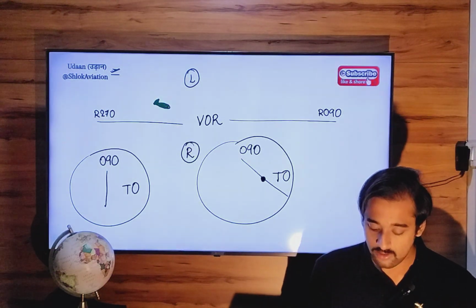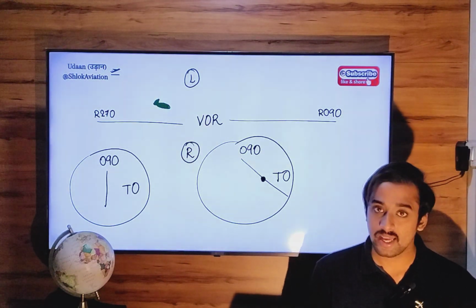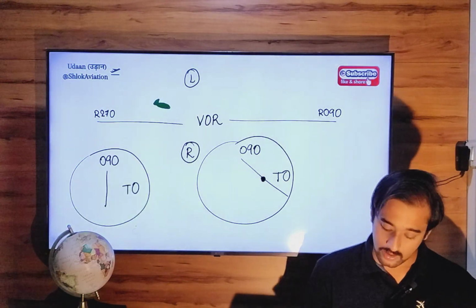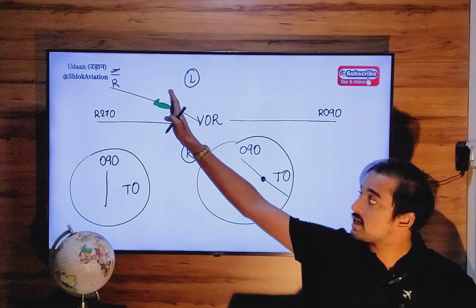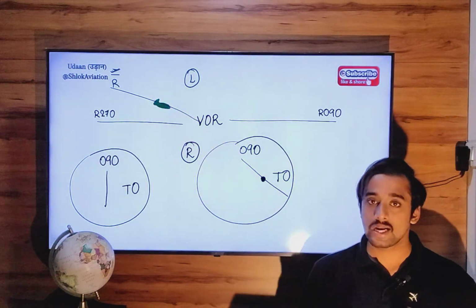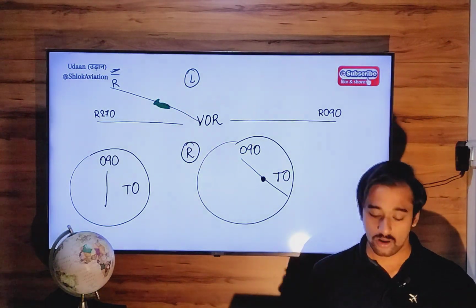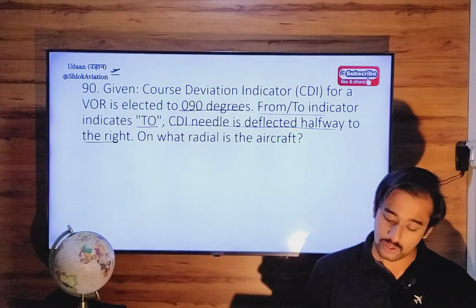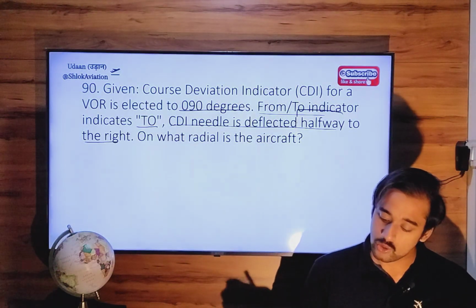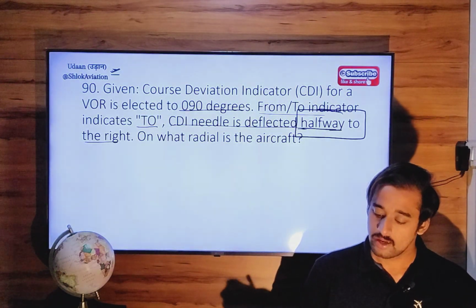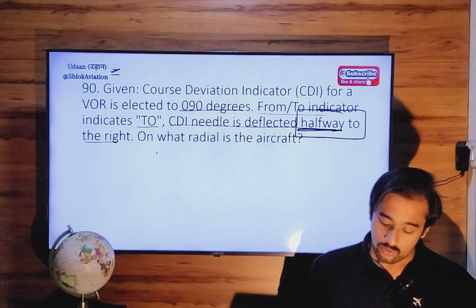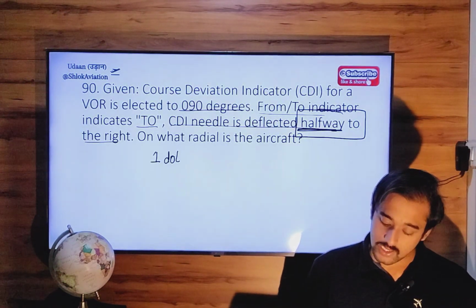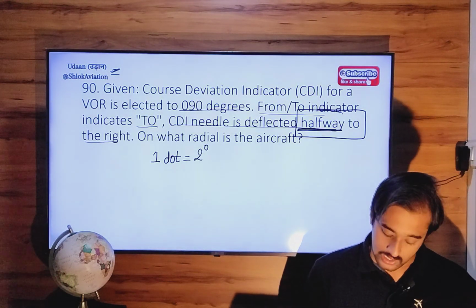So it will be on some radial from that VOR. Now that radial will be definitely more than 270, 280, 290. We don't know. So to find that out, we have to read this again. Halfway to the right hand side. So halfway. The meaning of half is what? Now in case of VOR, 1 dot is equal to 2 degrees.